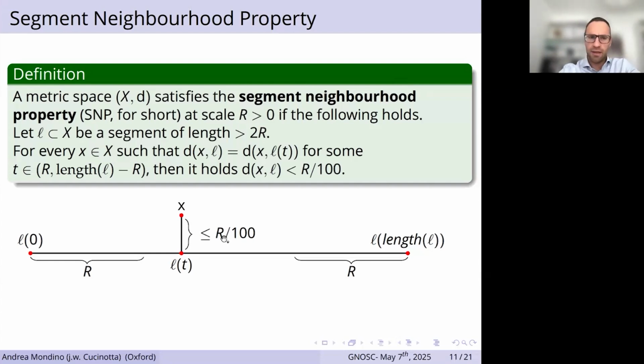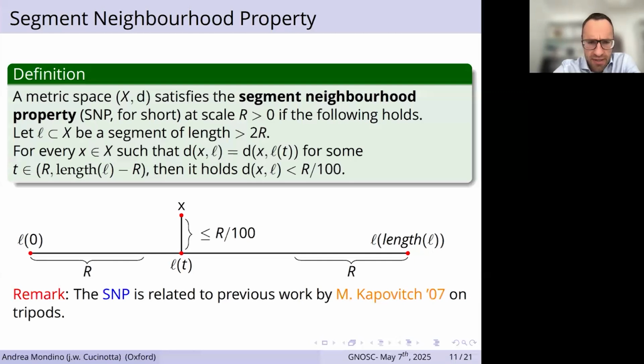Okay, that's the idea of this property. It says that every time we have a segment which is long, longer than 2R, and every time we have a point X such that the distance from the point to the segment is equal to the distance from the point to some point L(t), where t is between R and the length of L minus R, so this point L(t) is in the middle part of the segment, then the distance from the point to the segment is small, is controlled, is less than R over, say, 100. Okay?